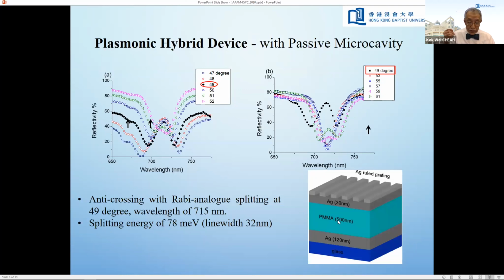So now we switch to using PMMA instead of silicon dioxide. Here is 500 nanometers of PMMA as a passive dielectric, and the rest is relatively similar. With this passive matrix we see anti-crossing at about 49 degrees incident angle, at a wavelength of 750 nanometers. We're sweeping from 47 degrees all the way to 61 degrees. We split the graph here because otherwise it gets too complex to look at. It is at about 49 degrees that we see the maximum split. The split is not large, only 78 meV, corresponding to a delta lambda of 32 nanometers.